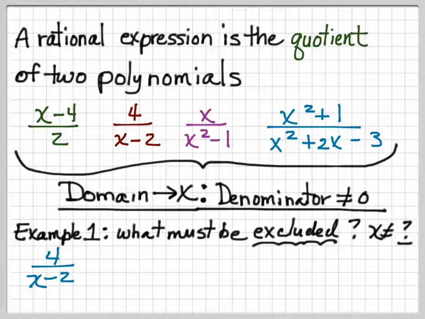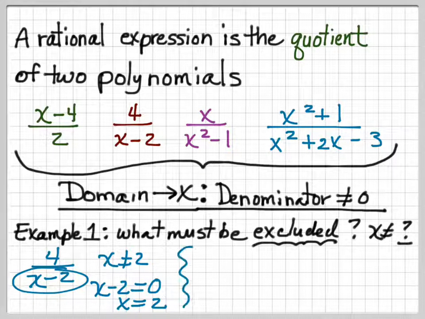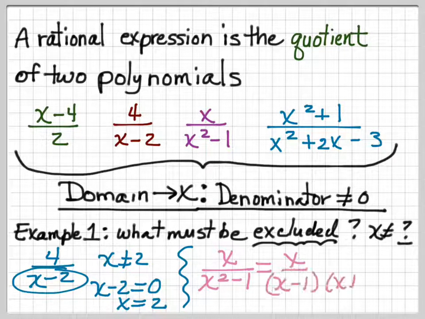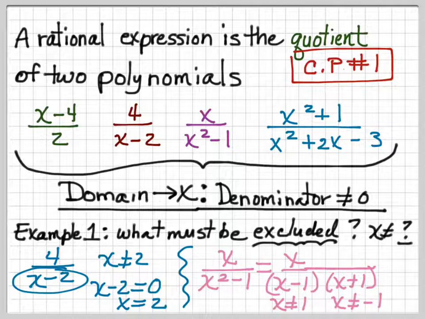4 over x minus 2. Well, if x minus 2 is equal to 0, that means x equals 2. So x cannot equal 2. That would be the restriction or the exclusion or whatever you want to call it. Or another example, x over x squared minus 1 would factor into x minus 1, x plus 1, so x cannot be 1 or minus 1. All right, so go do your first checkpoint and hit the pause button and come back.